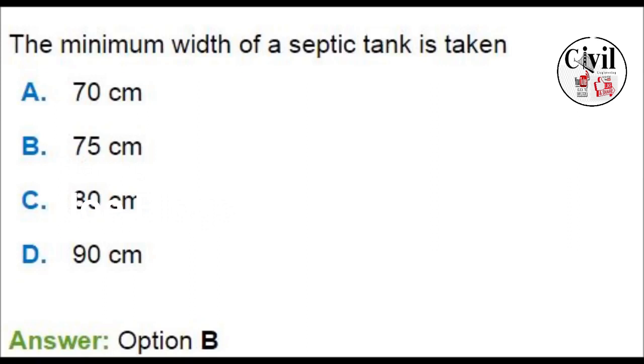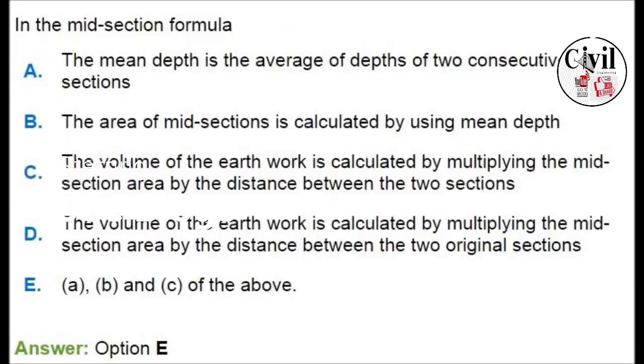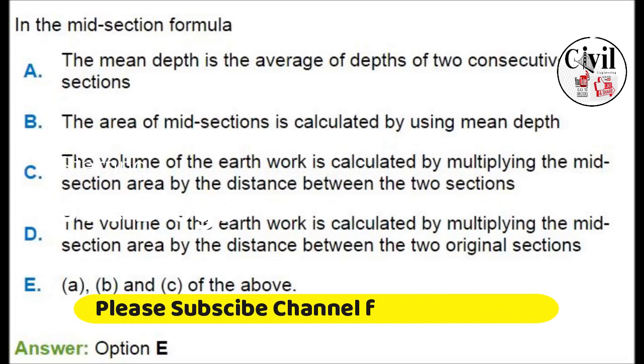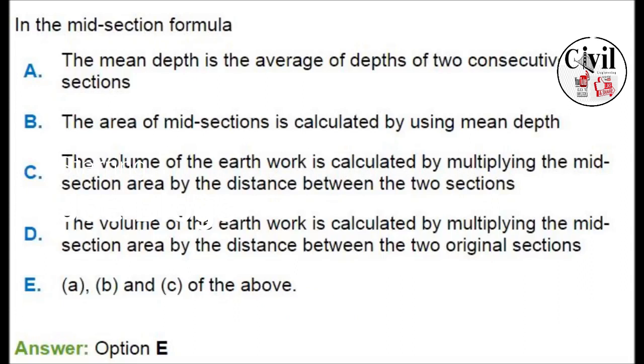Okay. So in the mid-section formula, the mean depth is the average of the depth of the two consecutive sections. The area of the mid-section is calculated by using the mean depth. The volume of earthwork is calculated by multiplying the mid-section area by the distance between the two sections. And E is A, B, and C of the above. So the first three options are correct.